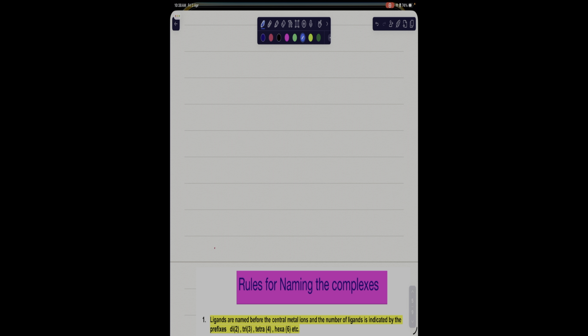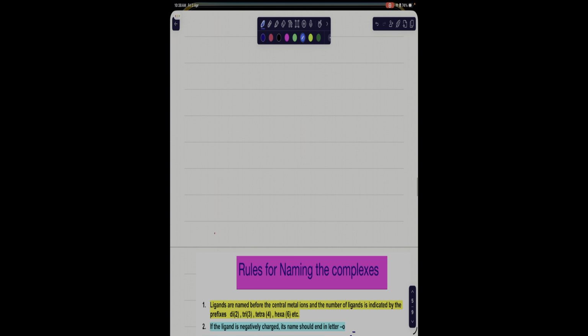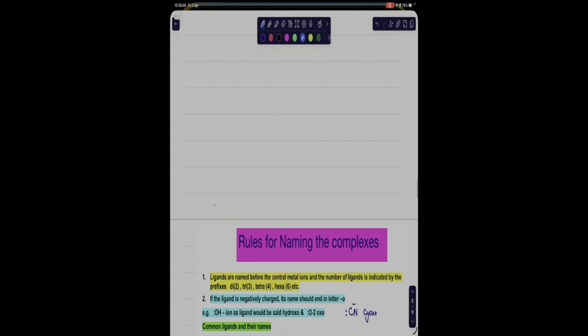As you will be knowing, there are rules for naming organic compounds. Similarly, the IUPAC committee has given rules for naming complexes. So there are three or four rules, and whenever you are naming complexes, we have to make use of these rules. The first rule is ligands. Whenever you are naming a complex, ligands have to be named before the metal, and the number of ligands should be indicated by prefixes.